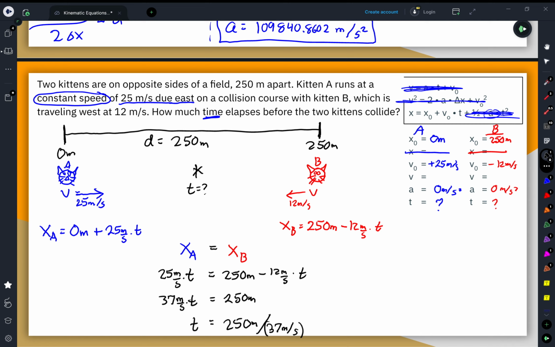So 250 divided by 37 is going to be 6.7, rounding up, it'll be 6.76. Meters divided by meters would cancel out those meters. And then because it's 1 over seconds, that would bring the seconds up to the top, which would be the amount of time it takes for those two kittens to reach each other and collide.